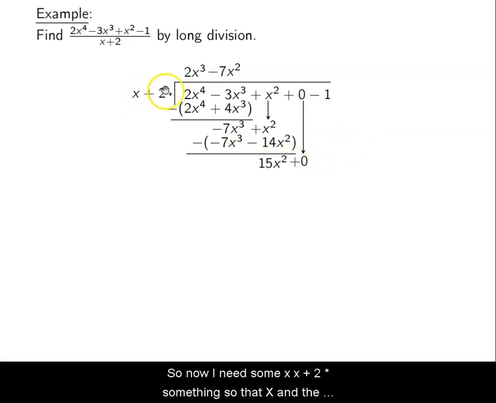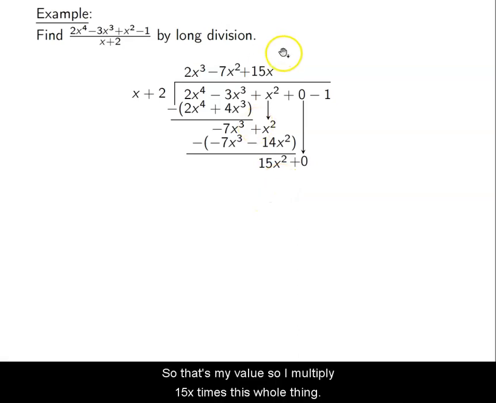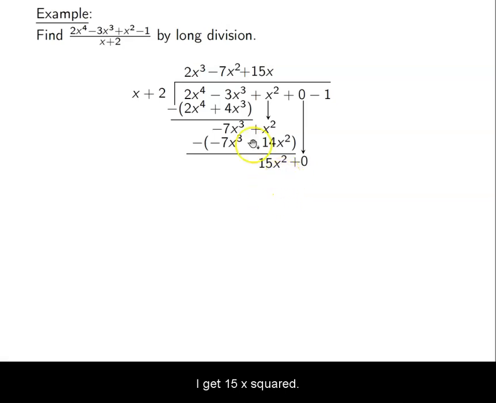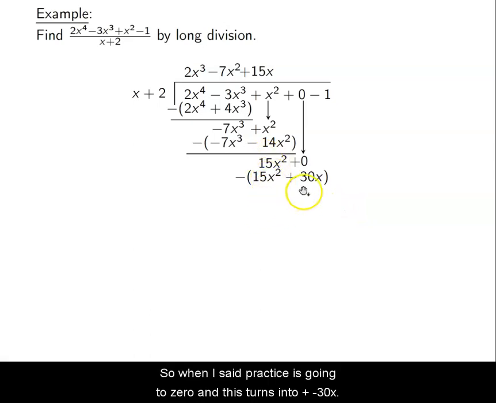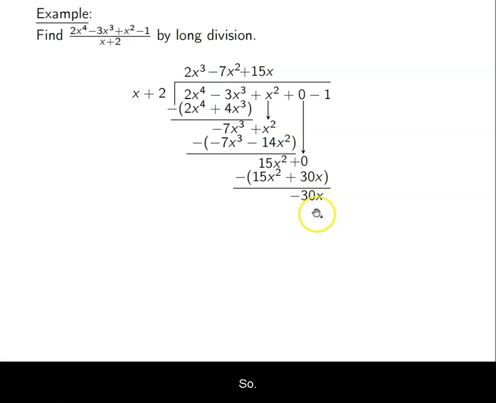Okay. So now I need to multiply x plus 2 times something so that x and the 15x squared match. So take a second. What do you think that value will be? You should have guessed 15x, right? So 15x times x is 15x squared. So that's my value. I multiply 15x times this whole thing. I get 15x squared, 30x. Okay. So when I subtract, these go to 0, and this turns into a negative 30x. Okay. So I drop down my negative 1.